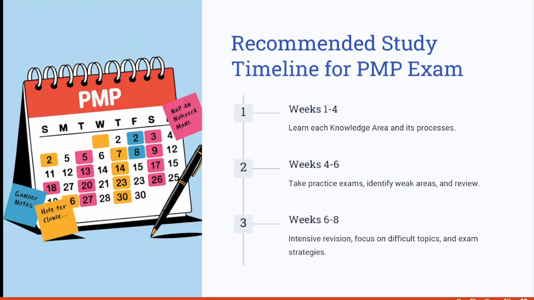The recommended study timeline for your PMP exam is typically around 3 months. The time required varies based on individual experience, study habits, and prior knowledge. Also, it depends on how you structure your day and how much time you allocate to study for the exam. An average candidate spends from 2 to 3 months preparing, and that study plan should include, let's say, the first 1 month learning each knowledge area with its processes, the process groups, and the key processes involved under each of these knowledge areas and process groups.